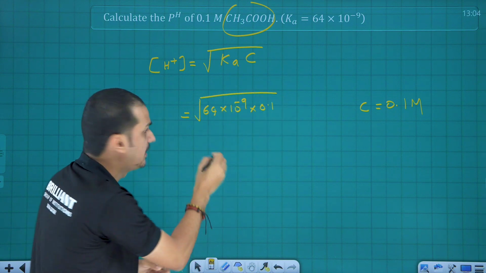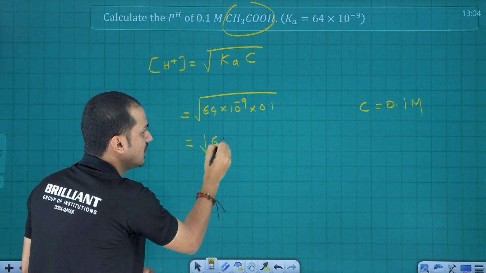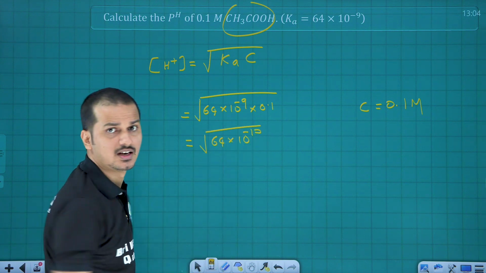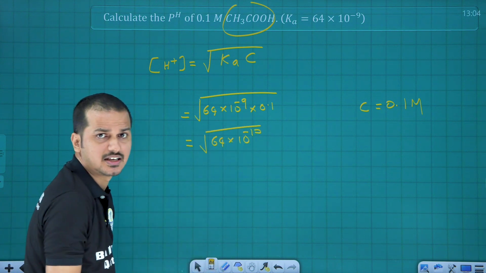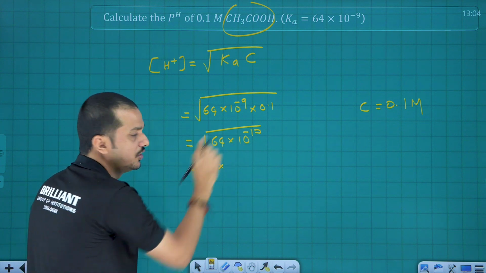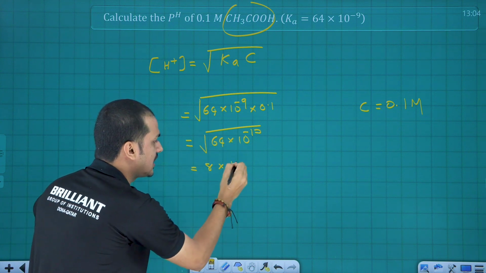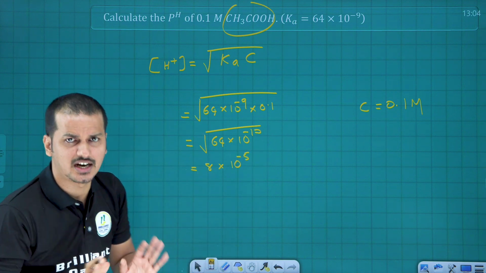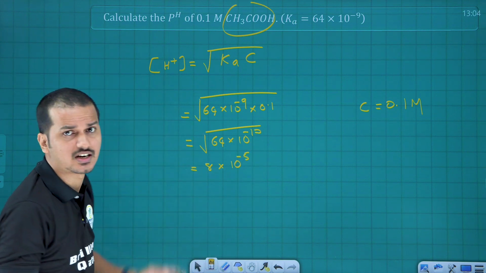So that will become root of 64 into 10 raised to minus 10. Whenever I take the root, root 64 is 8, into root of 10 raised to minus 10, which means 10 raised to minus 5. Root means raised to 1 by 2, that idea you know. So this is actually the concentration of H plus.